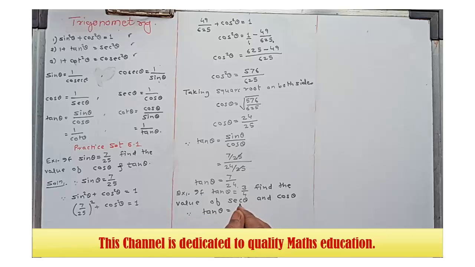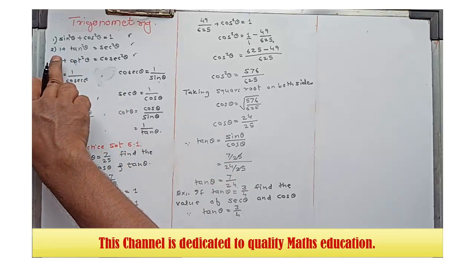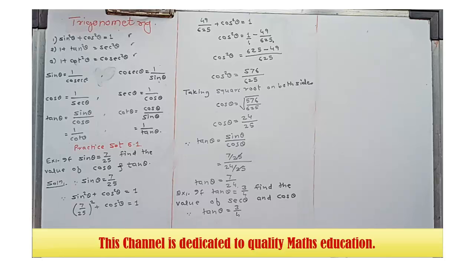Tan theta is given, tan theta is equal to 3 upon 4. Second example: if tan theta is equal to 3 upon 4, find the value of sec theta and cos theta. So tan theta is given, that is 3 upon 4. By using that value, we have to find sec theta. So we have the trigonometric identity 1 plus tan square theta is equal to sec square theta.